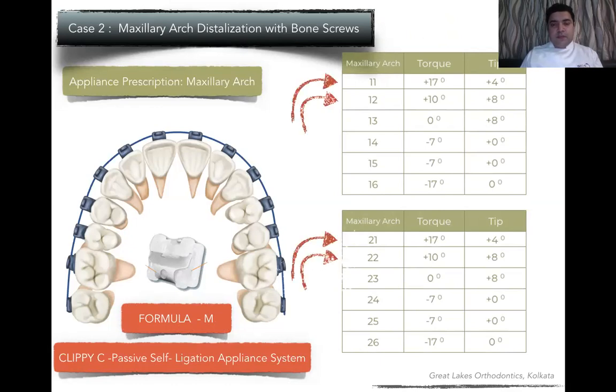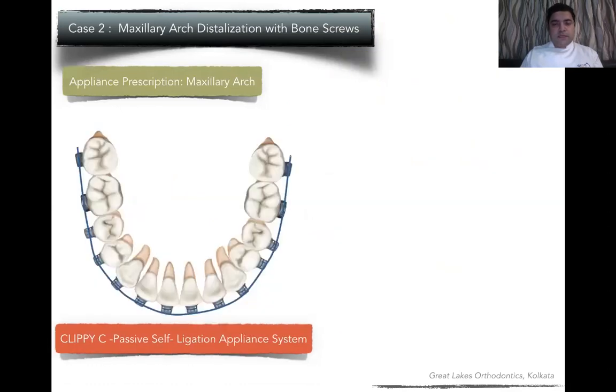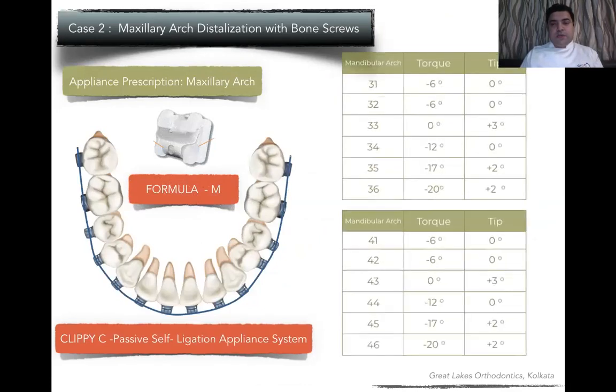So we have adequate torque in the upper arch in this case. That's about 17 degrees in the central incisors and 10 degrees in the lateral incisors. So torque is here to our advantage because this is a case where the upper incisors are retroclined, and we need to get a normal inclination of the upper arch. In the lower arch, it's a regular MBT system again, formula M, in which you have -6 degree torque in the lower anterior, 0 in the canines, and the subsequent normal values in the MBT system. So this is the system that we are using in this case.